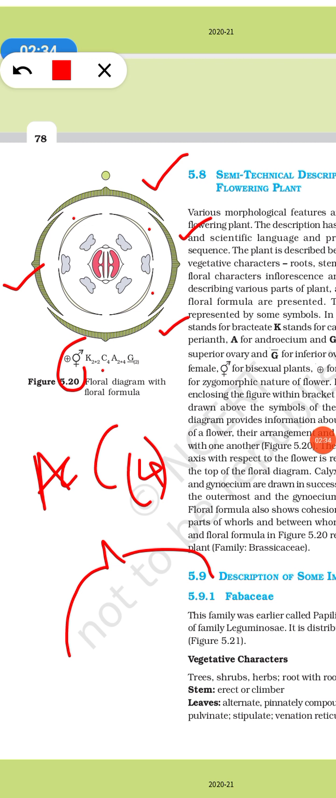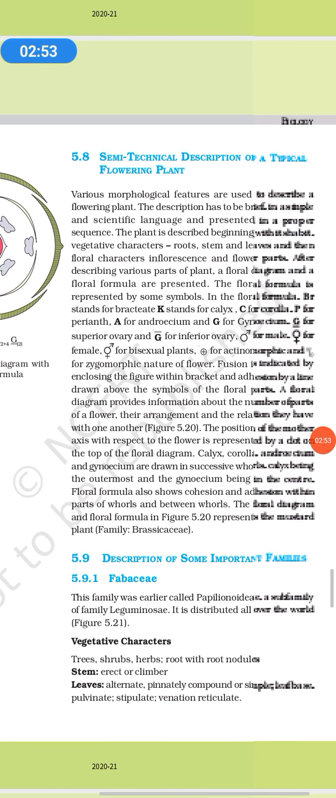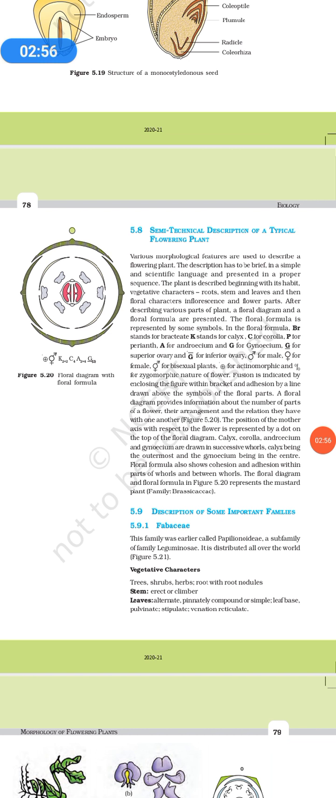So you see there are 4 corollas, and androecium is 2 plus 4. So 2 outside, then 4 inside. Gynoecium is a superior ovary, and 2 fused. There are 2 fused carpels, and the gynoecium is in the center. The floral formula also shows the cohesion and adhesion with the parts of the whorls and between the whorls.